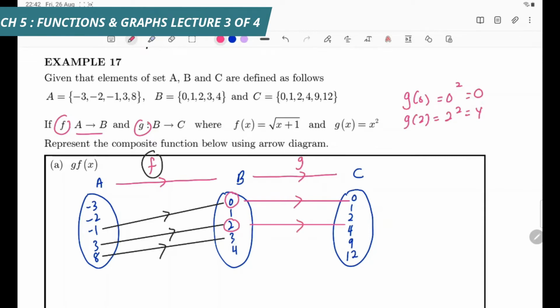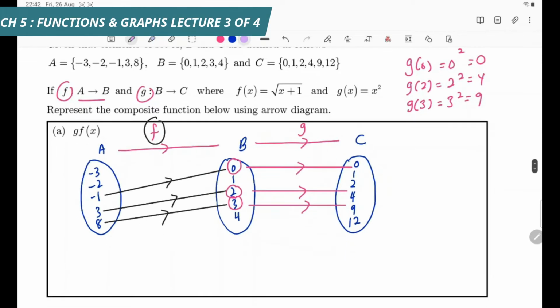And then 3, g(3) is equal to 3 squared, 9. So 3 maps to 9. So we have the final answer for g∘f, which means when we substitute f into g, we have 0, 4, and 9.